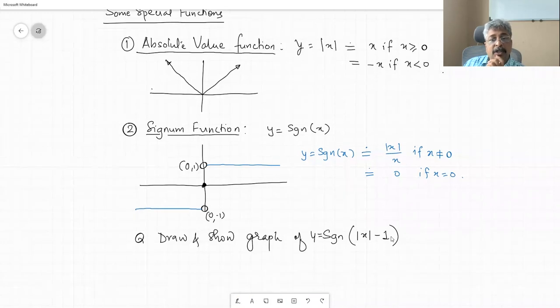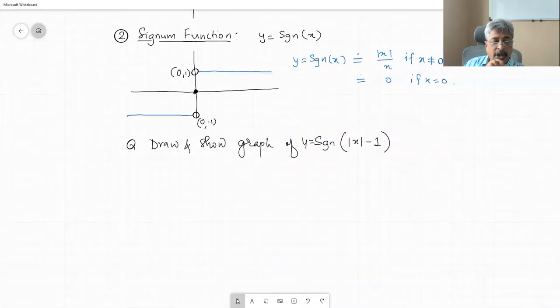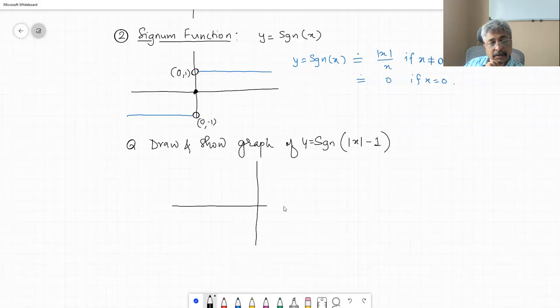Okay, whenever you are asked to draw the graph, you are supposed to put different values of x and get the different values of y and try to connect them. So if we put x is equal to +1, we get signum of 0, which is 0. Here, this is x is equal to 1. Similarly, for x is equal to -1, you will get 0.